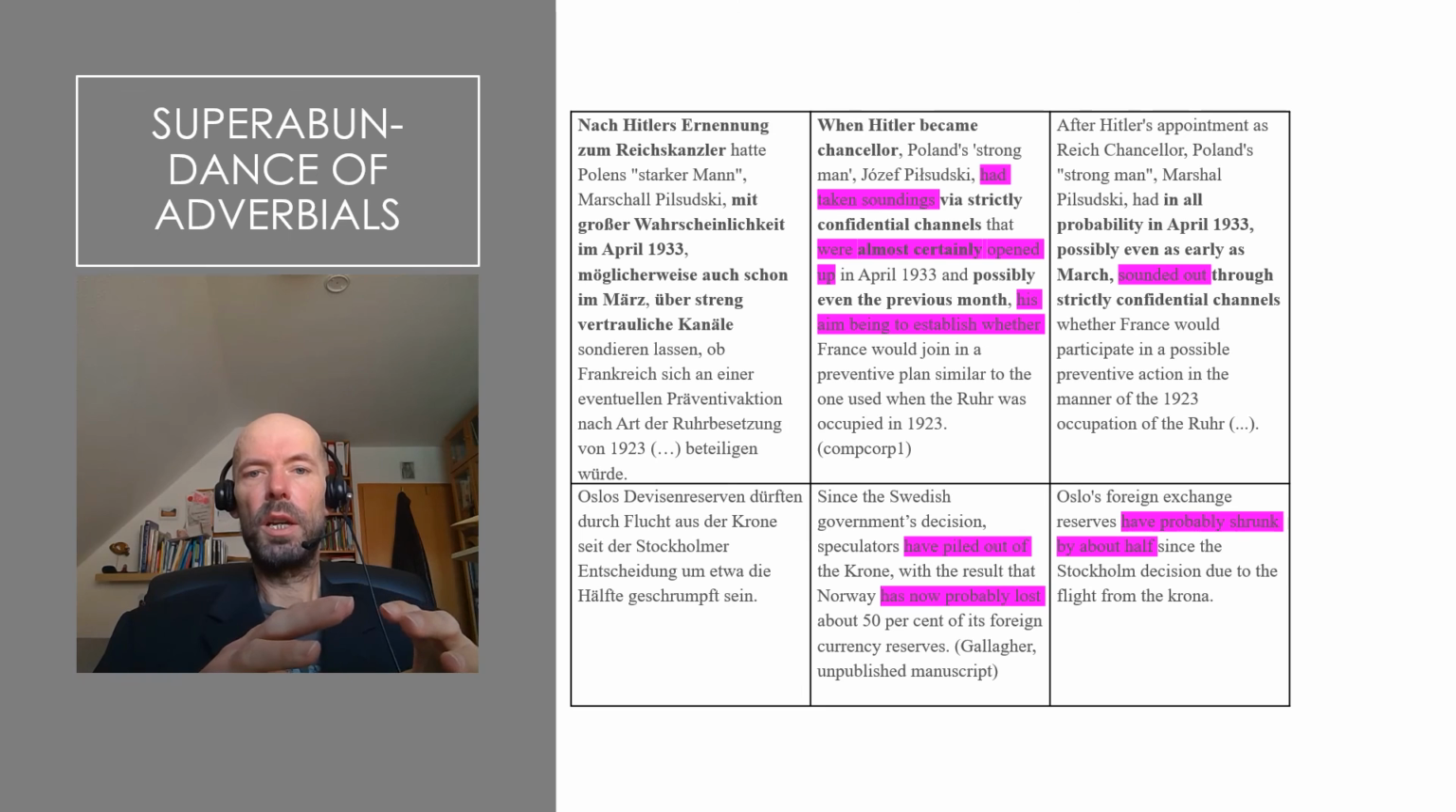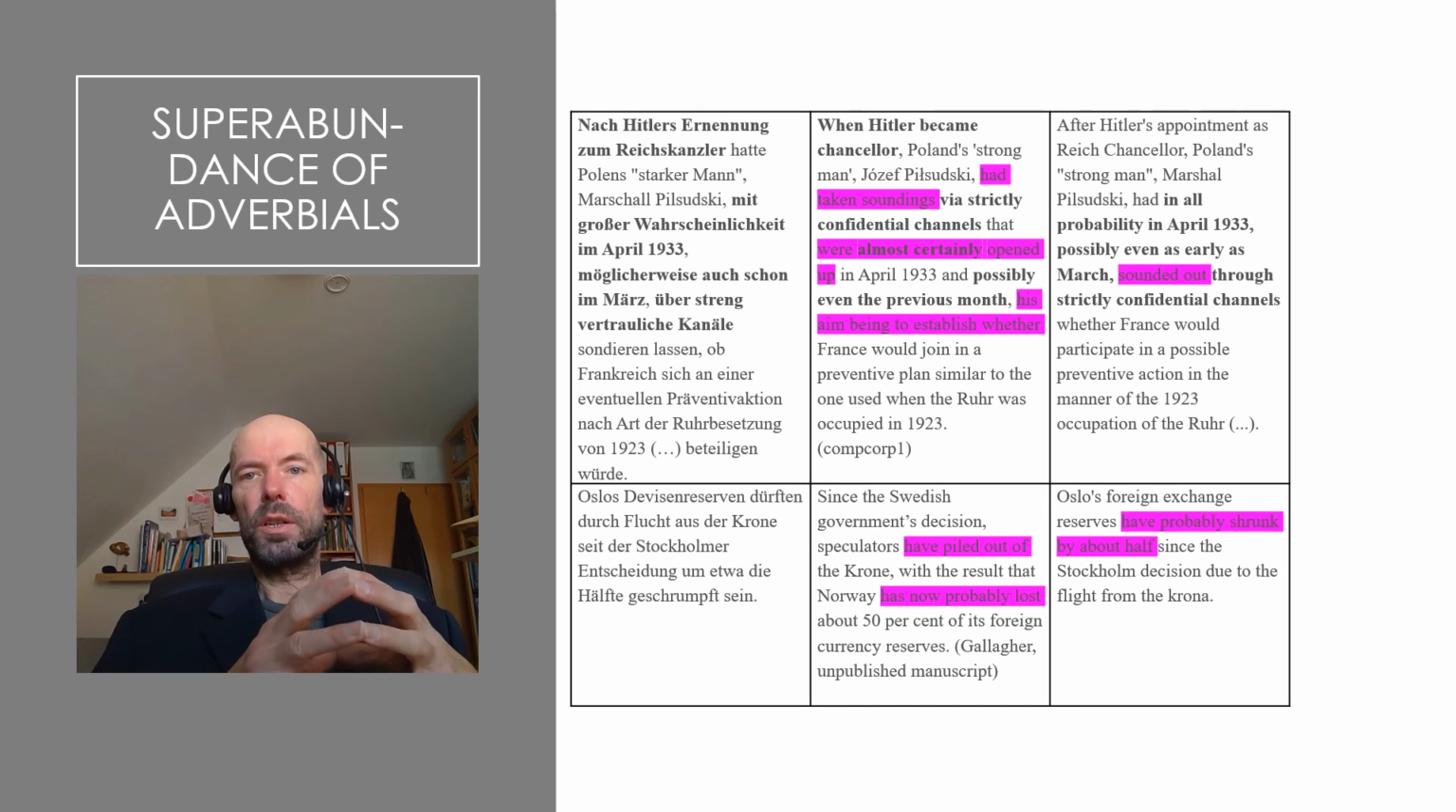So the verb sondieren is surrounded by a number of adverbials and also a dependent subclause that is introduced by ob, an indirect interrogative clause.